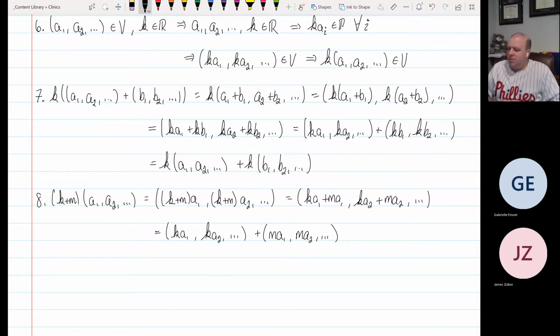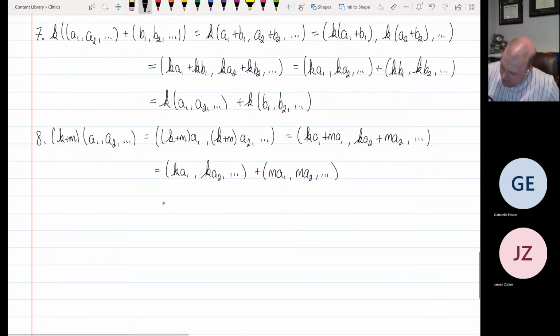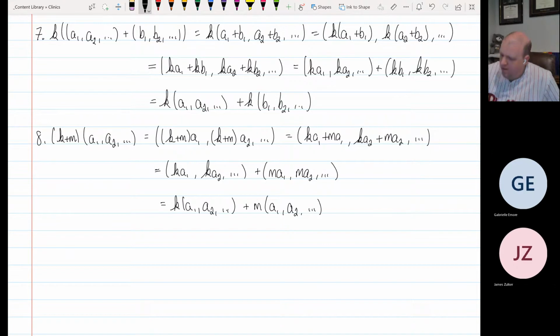We get that. And then by definition of multiplication, we get k times the A plus m times the A. So that has been proven, right? So scalar multiplication also distributes across regular addition.